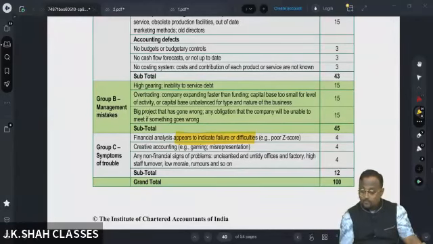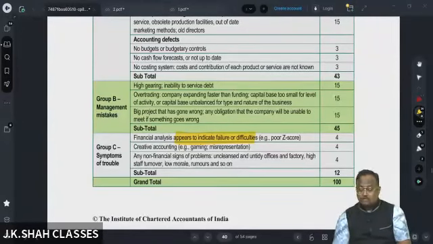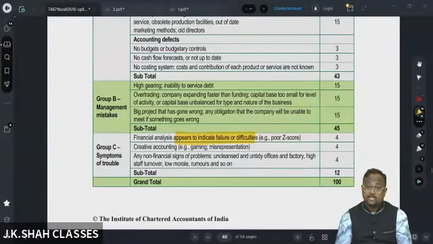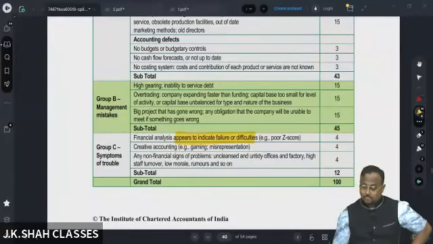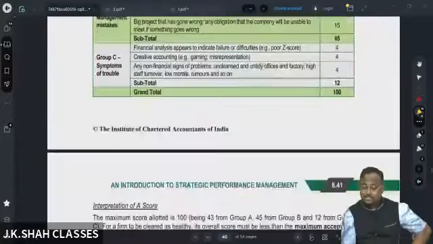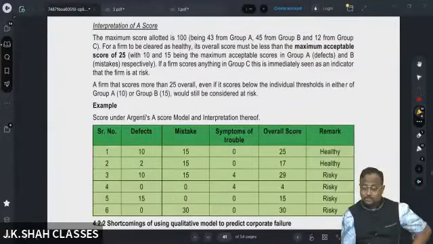All financial signs of problem: unclean and untidy offices at factory, high staff turnover, low morale, rumors, and so on. Once an organization starts declining, this is what we face. Unclean, untidy, staff turnover, low morale, rumors, सब कुछ. So all these are 100 points. अब इसमें से क्या क्या आता है देख लो. अगर तुम लोग 25 परसेंटाइल से कम हो तो यू आर इन अ डेंजरस सिचुएशन.